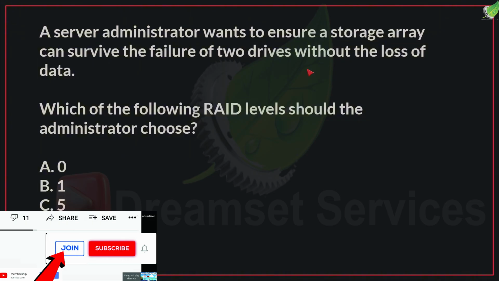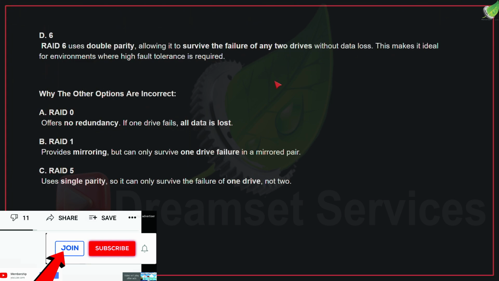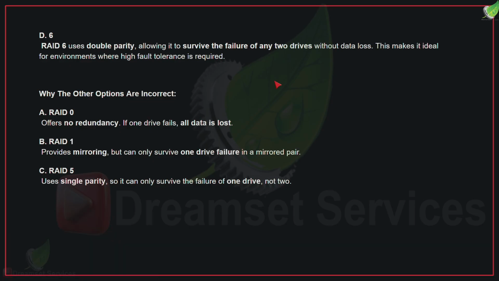The correct answer is D, 6. RAID 6 uses double parity, allowing it to survive the failure of any two drives without data loss. This makes it ideal for environments where high fault tolerance is required. Why the other options are incorrect?